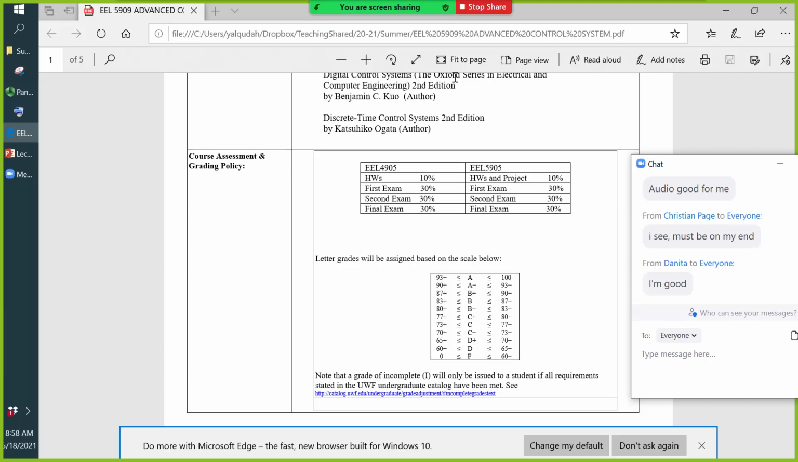Okay, feel free please to chime in if you have any input, any questions. Please feel free to ask, to interact. If you do not interact, then that will support the argument that asynchronous might be better.